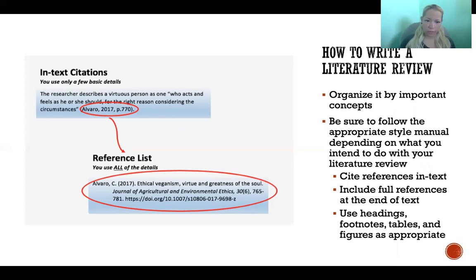What was the title of the article? What journal was it published in? And so forth, the DOI. So make sure that you include all of that. If it's on the reference list, it should be cited in text. If it's cited in text, it needs to be on the reference list.